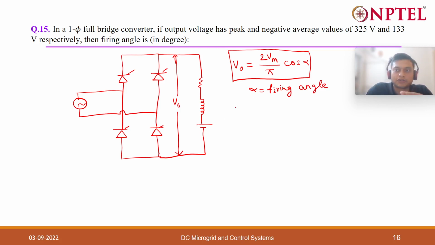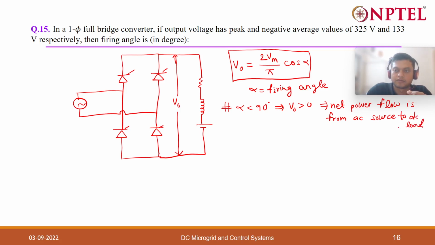So if you see here, suppose alpha is less than 90 degrees, then V0 always comes out to be positive. So you can say V0 is always greater than 0. So you can also say that the net power flow is from the AC source to the DC load. So this one is converter operation.